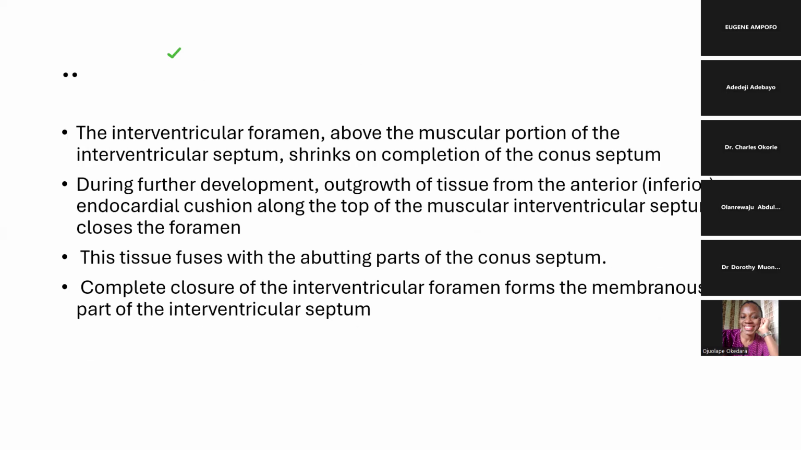So the interventricular foramen above the muscular portion of the interventricular septum shrinks on completion of the conus septum. During further development, outgrowth of tissue from the anterior, which is the inferior, endocardial cushion along the top of the muscular interventricular septum closes the foramen. This tissue fuses with the abutting part of the conus septum. Complete closure of the interventricular foramen forms the membranous part of the interventricular septum. So we have two parts of the interventricular septum: the muscular part and the membranous part, and the membranous part is formed following the complete closure of the interventricular foramen.